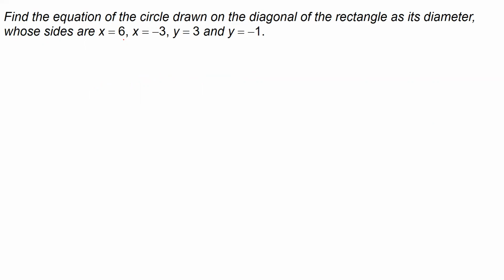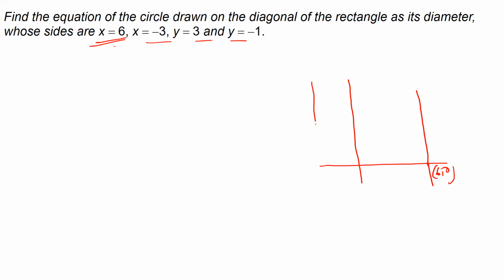Let's have one more question. Find the equation of the circle drawn on the diagonal of the rectangle as its diameter, whose sides are these and these. So let us first draw our rectangle. Let's assume that these are my x and y axes. x = 6 is a line parallel to the y axis. We discussed this in the last part of straight lines. So x = 6 is somewhere over here. This point is (6, 0). x = -3 is again a line parallel to the y axis but in the opposite direction, and this point is (-3, 0).